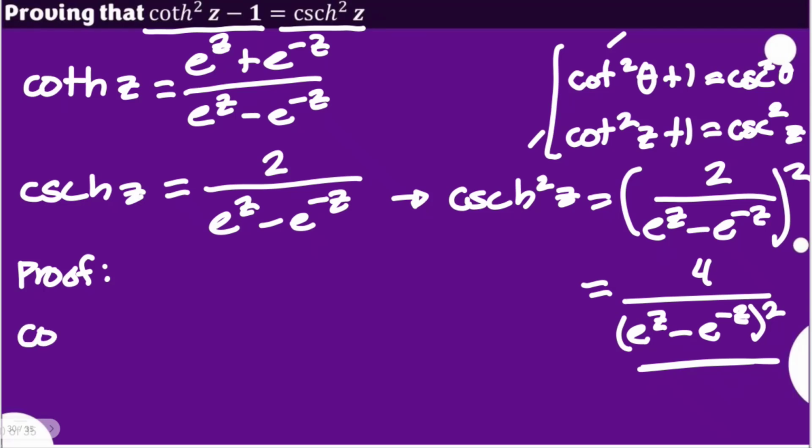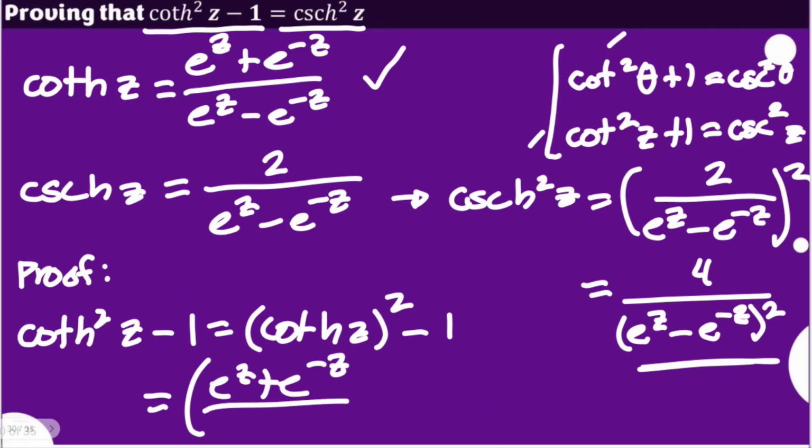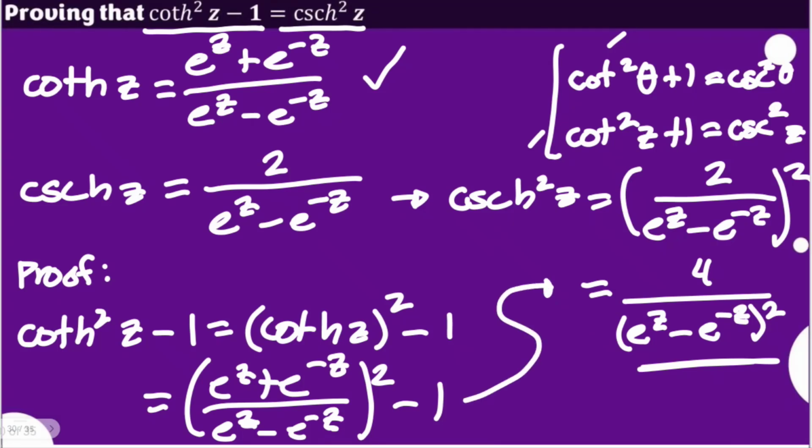So you have the square of the hyperbolic cotangent of z minus 1, which can be written in this form. So we're going to square this form and subtract 1. Since this form is already identified here, you plug that in. So you will have e to the power of z plus e to the power of negative z over e to the power of z minus e to the power of negative z, you're squaring that, minus 1. Hopefully, from this, we could arrive at this form, which would give us the identity itself. Let's try to manipulate this as we move forward.